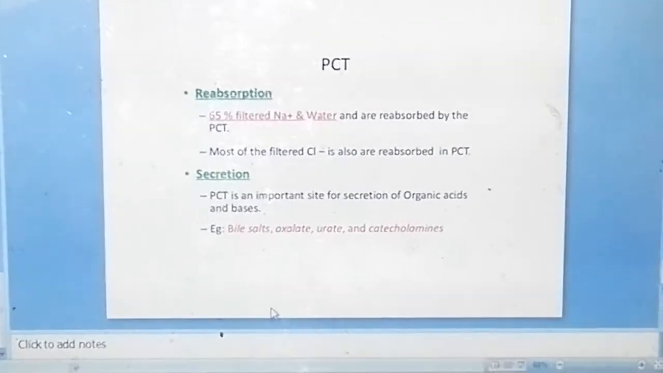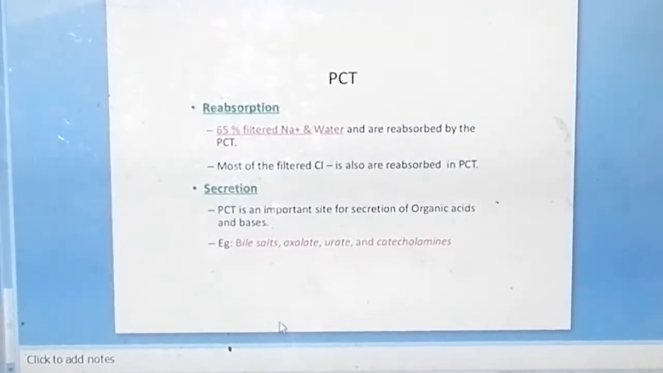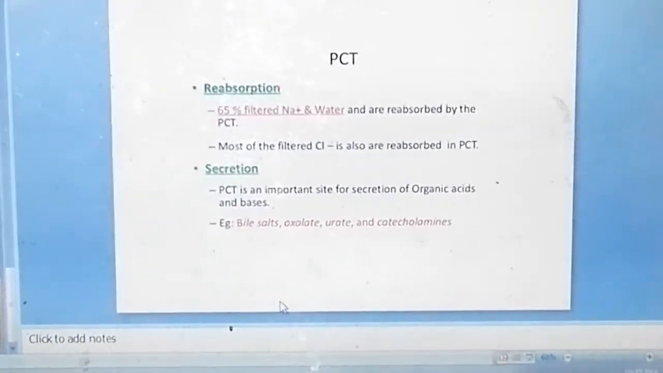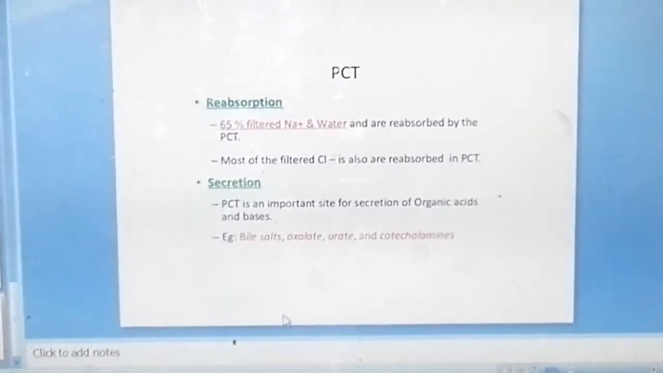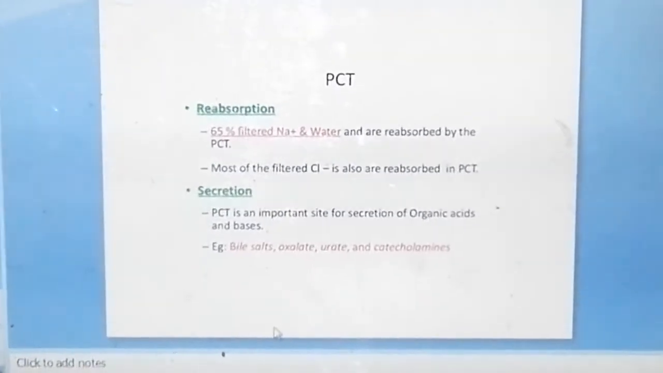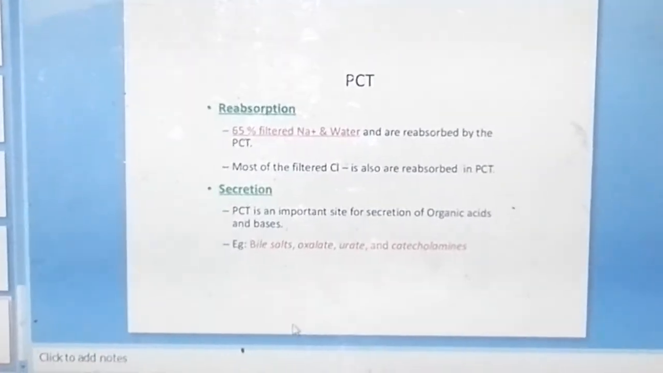Secretion, it is an important site for the secretion of organic acids and bases. So what are the examples? They are bile salts, oxalate, urate, etc. So finally we have completed the three stages.